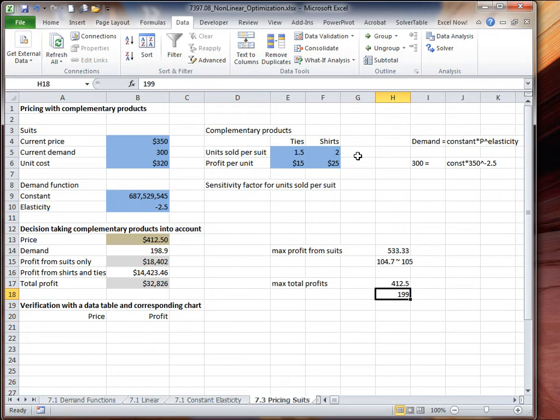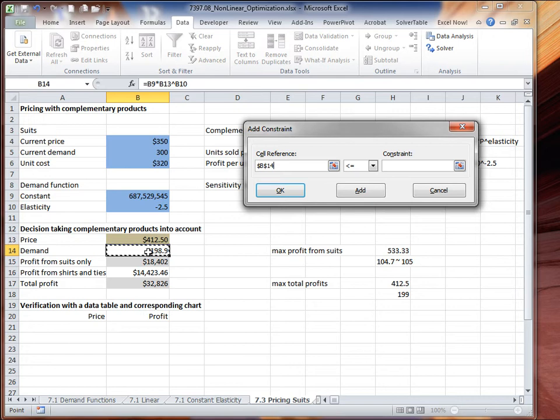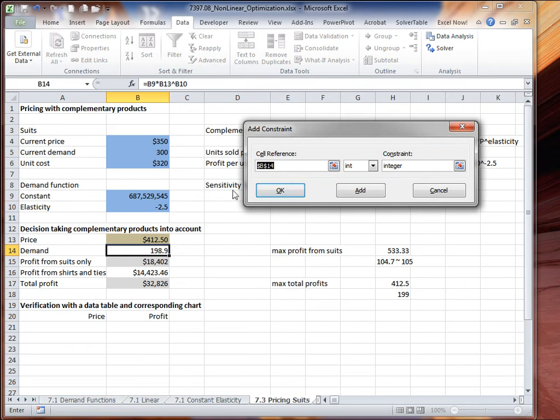Why didn't you turn the demand into an integer? Well, I can, but let me just show you what happens if I impose the constraint that that's an integer. All right. So I'm going to add a constraint that the cell reference has to be an integer. Okay. Integer constraint reference must include only variable cells. In other words, what it's telling me is I can't force a calculated value to be an integer.